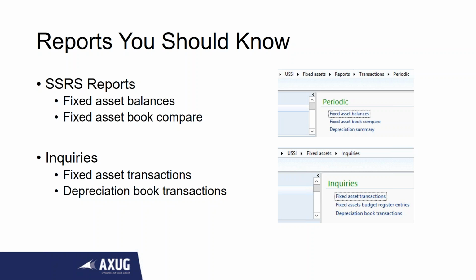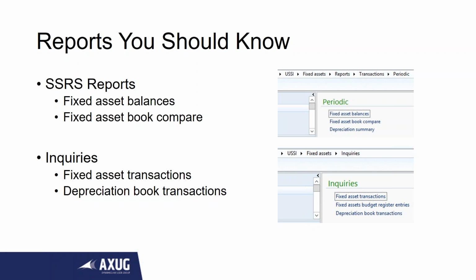Just to mention two inquiries, which are not exactly reports, but I see them as having reporting functionality and tools. The first one is the fixed asset transactions, and this will show all transactions related to the value model on all assets. So it's all asset transactions that are associated with value models in the module.